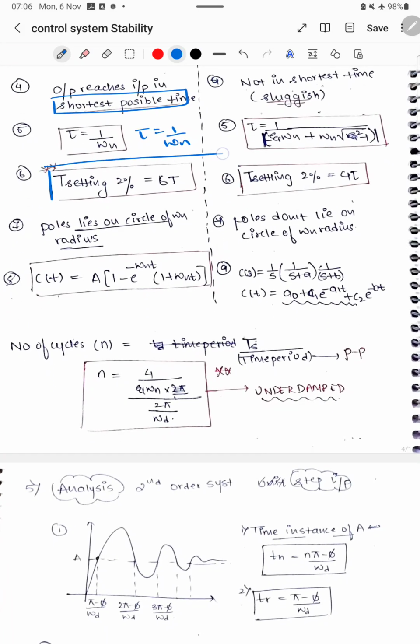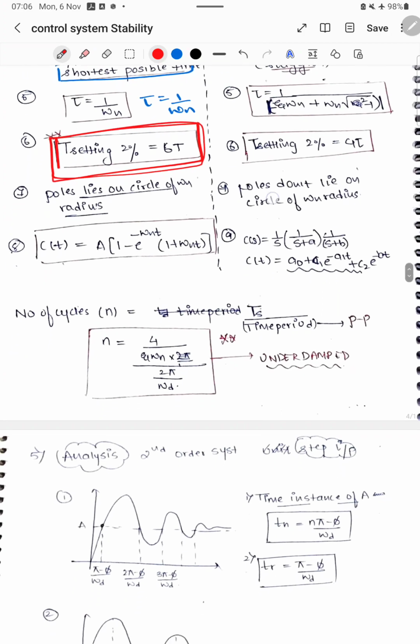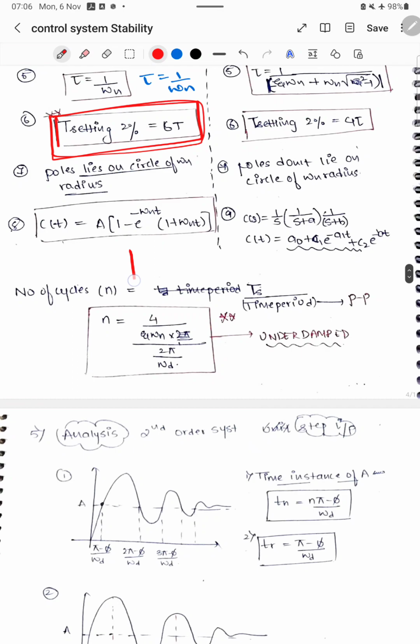Settling time, in the first 2 minutes only I told that settling time in a critically damped system would be 6 tau. Okay, poles lie on the omega n circle. Its response is nothing but A into 1 minus e power minus omega n t into 1 plus omega n t.